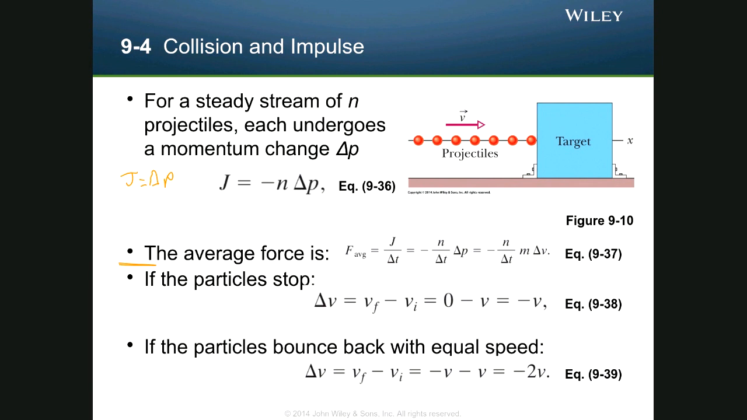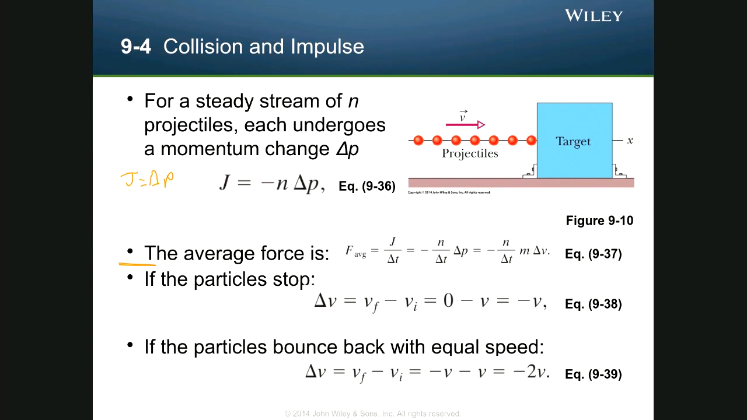So when we look here, it gives us that our F average is equal to our impulse over delta t. They plug in the N delta p over delta t, where the N is just the number of particles in our stream, and they'll hit this target and go back. Now, what I really want to talk about is the two cases: if the particles stop and if the particles bounce back with equal speed.